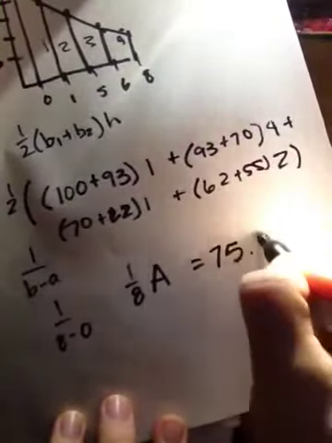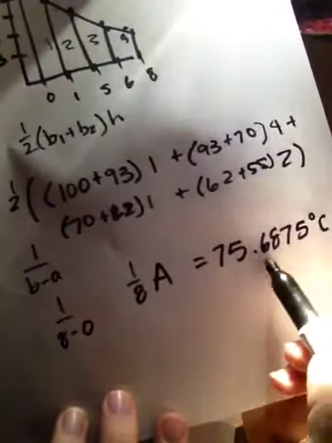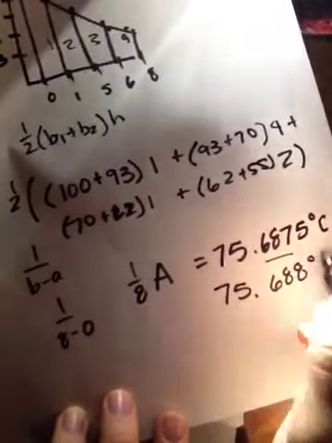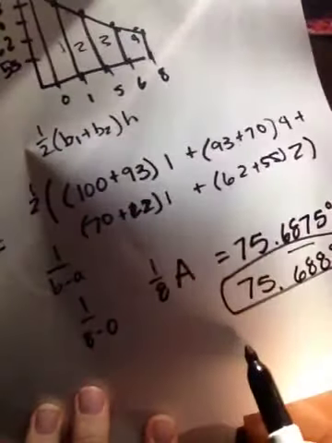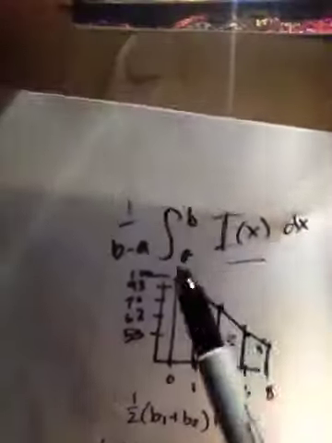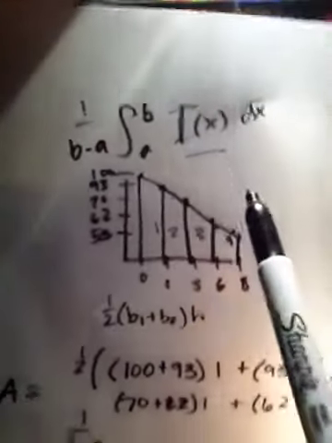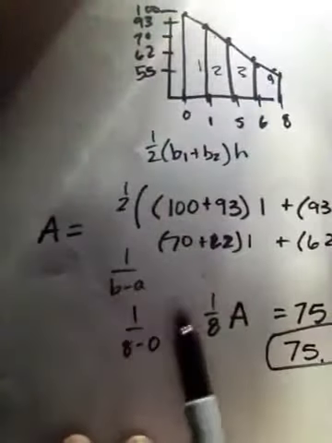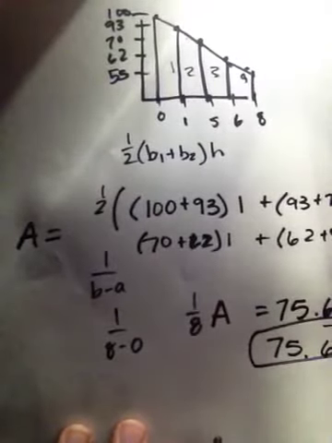you get 75.6875 degrees Celsius. And here you have to round to 3 decimal places, so I would put 75.688 degrees Celsius. And that is going to be the average temperature, which also gives you the answer to part B. We did the average value equation, and then we did a trapezoidal sum to find what goes into the integral. And then you have the 1 over B minus A from the average value equation, and you put that in front of all the numbers you plugged in there, and you get 75.688 degrees Celsius.